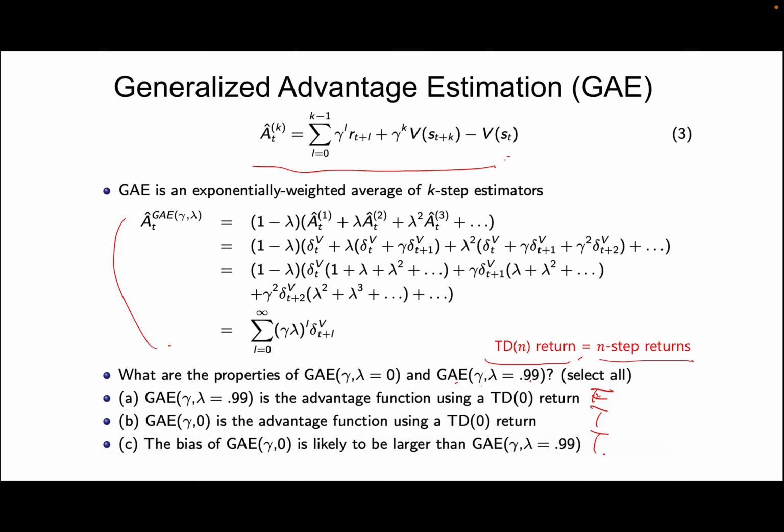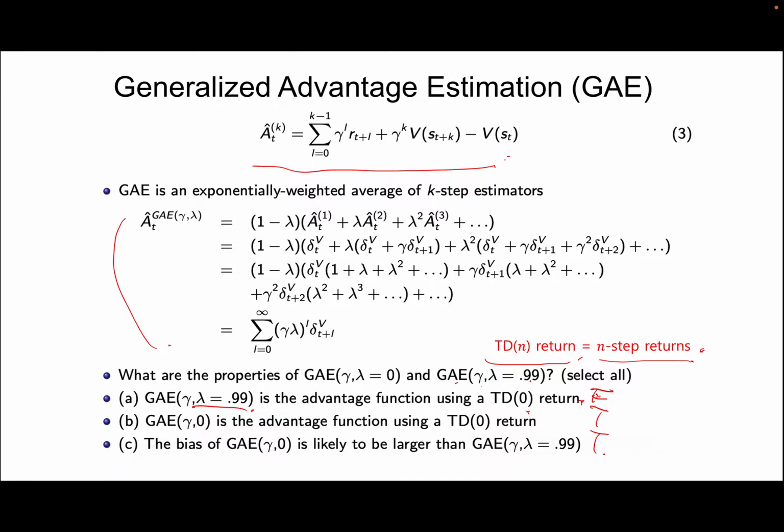Let's check. GAE is the advantage function using TD0 return. TD0 return is like an n-step return. But as I said, lambda equals 0.99. Lambda is very close to 1, so it's very similar to MC. But TD0 is the very opposite of MC, right? Just a bootstrap. So this is false. GAE gamma 0 is the advantage function using a TD0 return. I think this is true. GAE gamma 0 is like lambda is 0. Then it's definitely true. Then the GAE becomes the TD0 return.